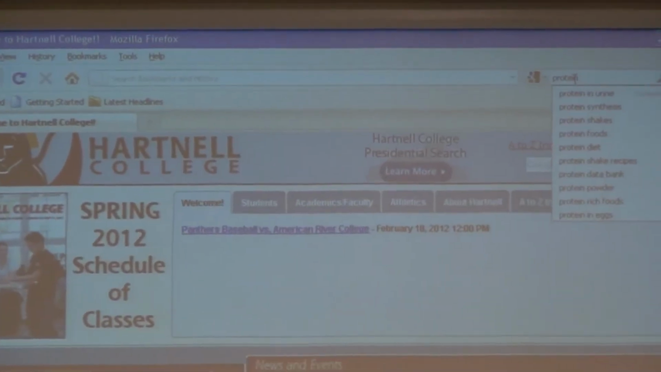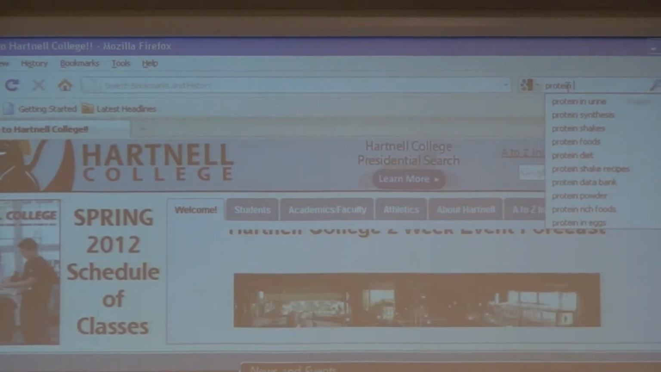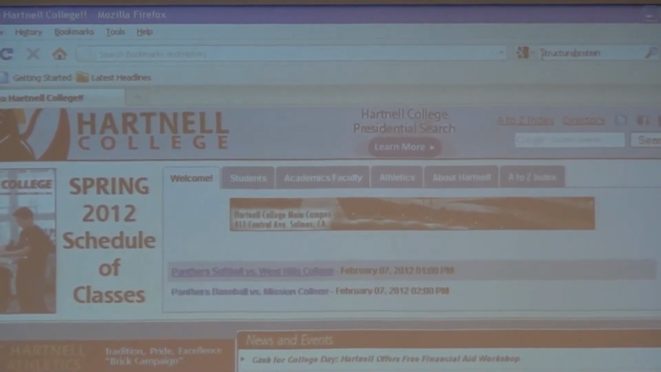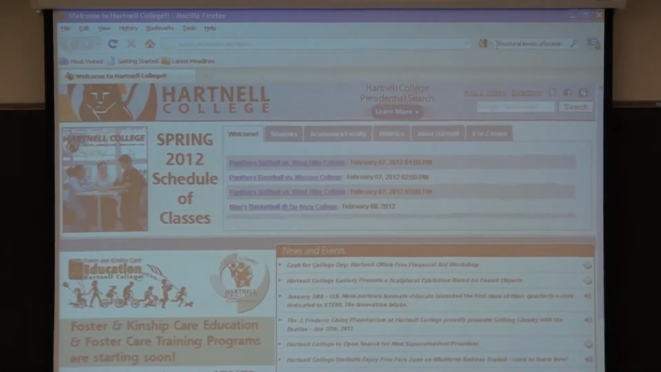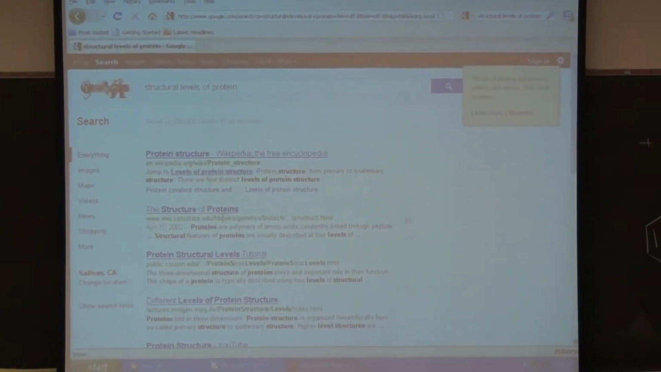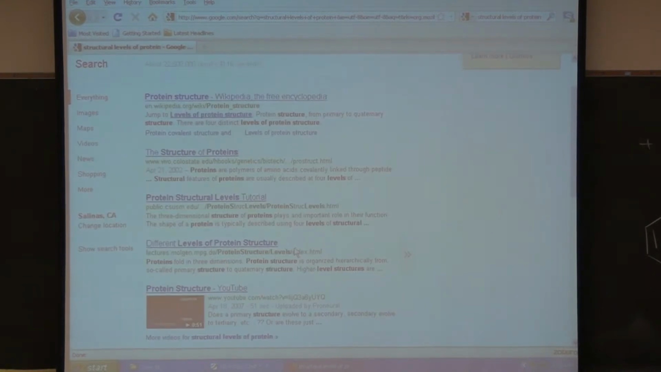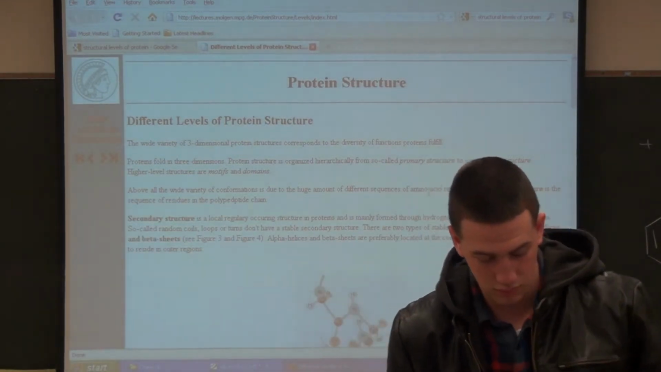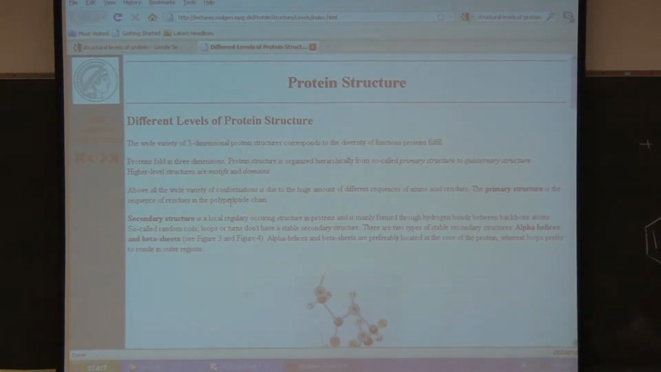Protein, what should we call it? Call it structural levels of protein. So there are different levels of protein structure. It says here, the wide variety of three-dimensional protein structures corresponds to the diversity of functions proteins fulfill. It says the primary structure is a sequence of residues in the polypeptide chain.